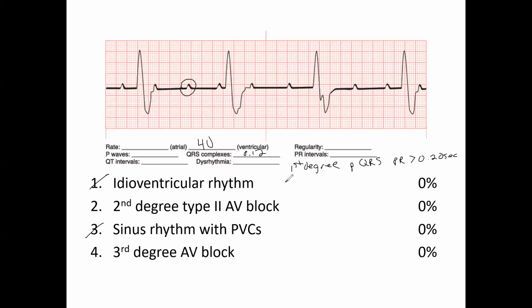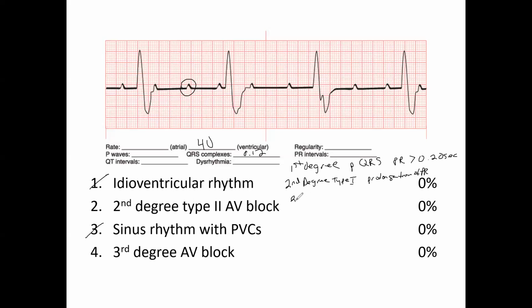Then you have second degree type 1, second degree AV block type 1, also referred to as Mobitz 1 or Wenckebach block. And basically you're going to get a prolongation of your PR interval until one P wave finally fails to conduct to the ventricle. So then you have a P wave by itself.